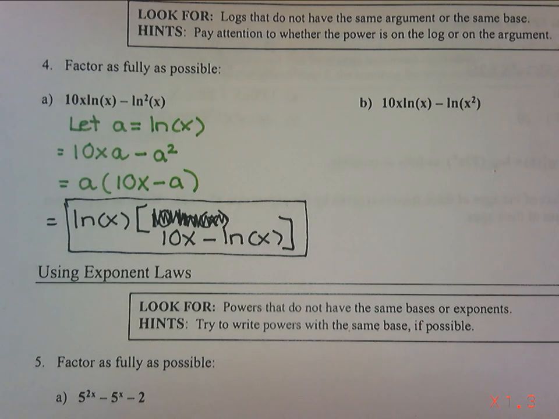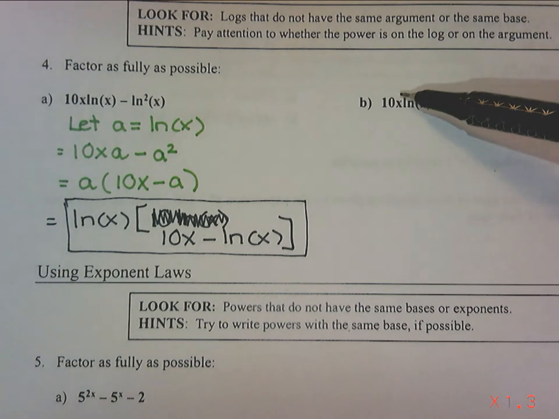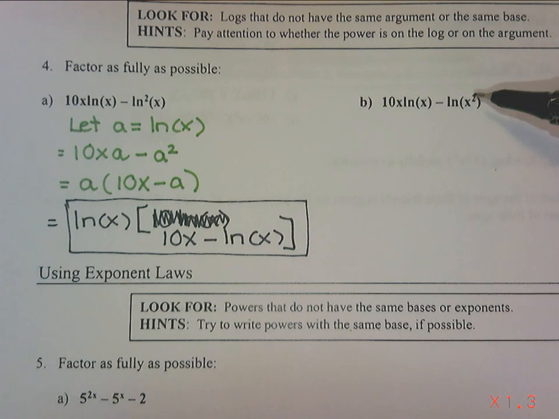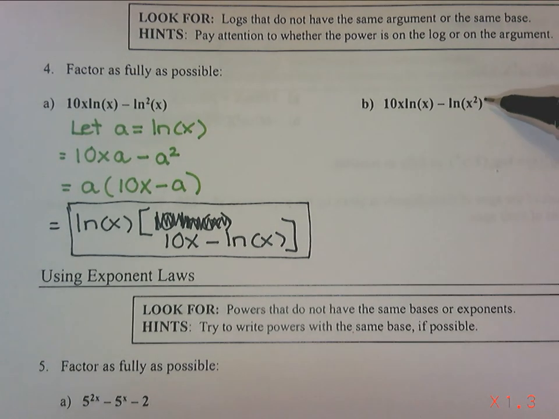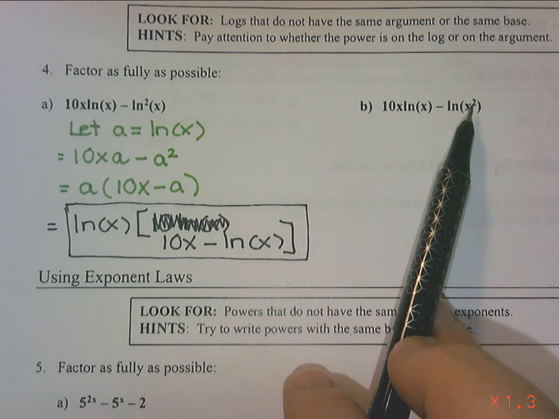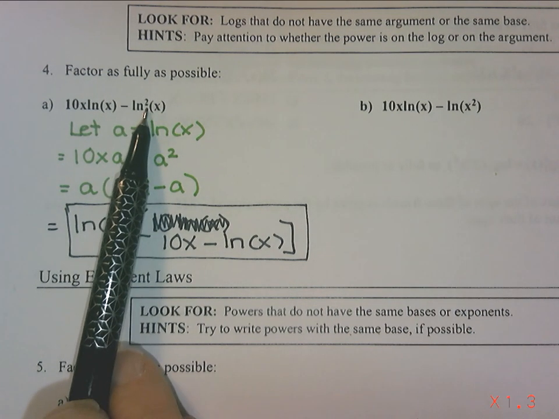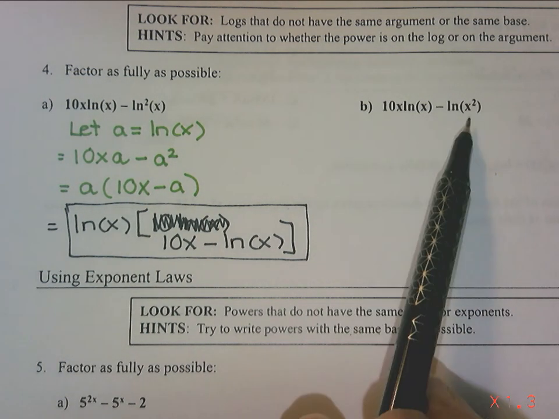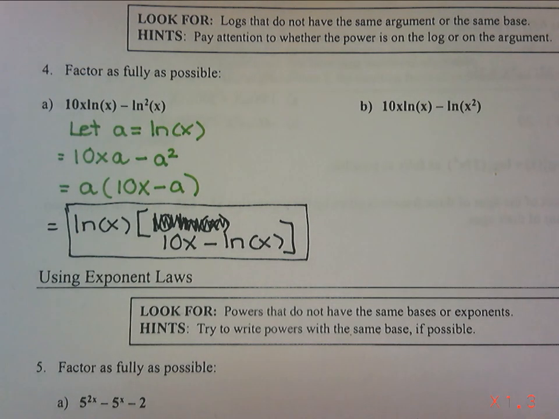In our second one, I have 10x ln x minus ln x squared. When I look at these, the logs do have the same base. They're both log base e, but they do not have the same argument. This one is x, and this one is x squared. So there is a difference here. The square is on the argument, whereas before that square was on the whole log. So this is when I would look at using a log rule to find another way to write this.